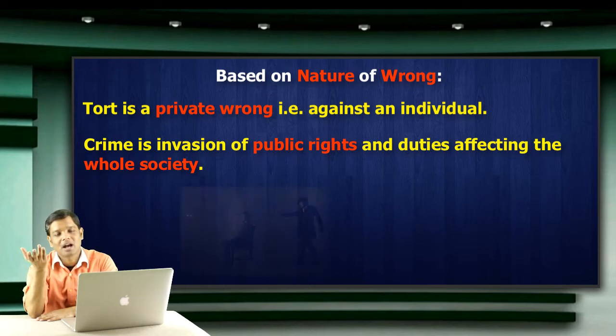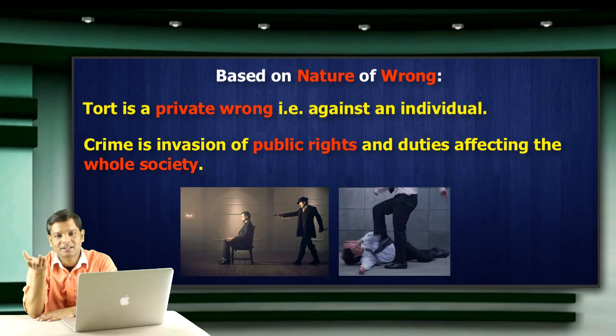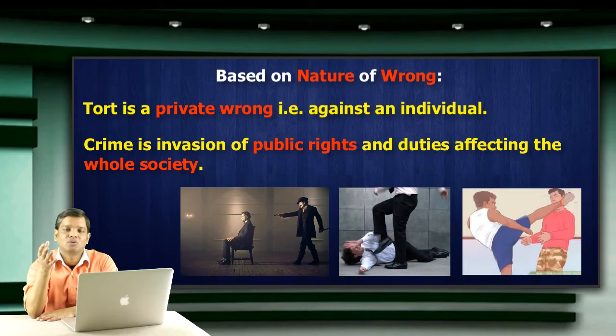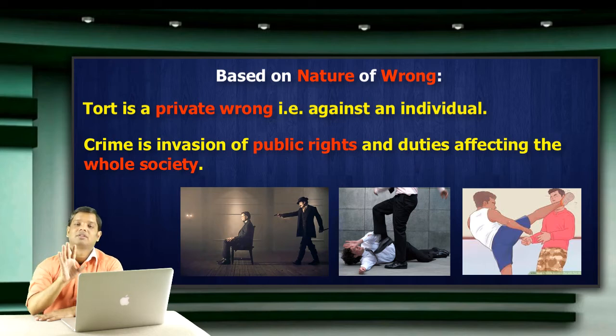So if you are killing someone or even assaulting someone or hitting someone, if that is covered under the criminal act, then it is a criminal offense and it comes under the public law, not the private law. So you did something wrong against the society at large. Okay, so that is nature of wrong. In tort case it is the individual, but in this case society at large.